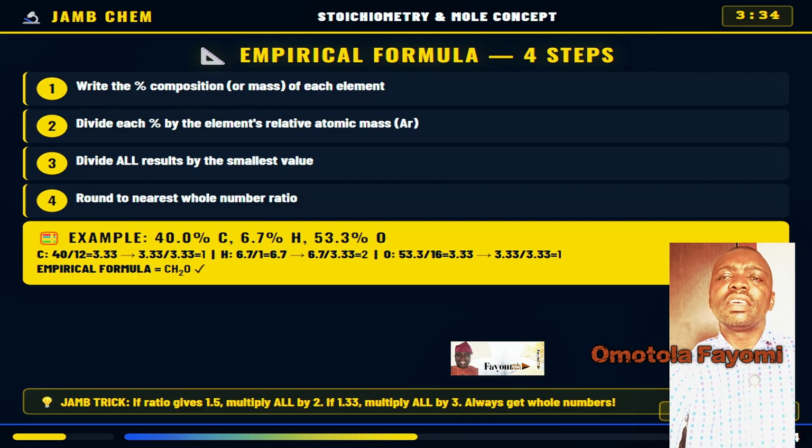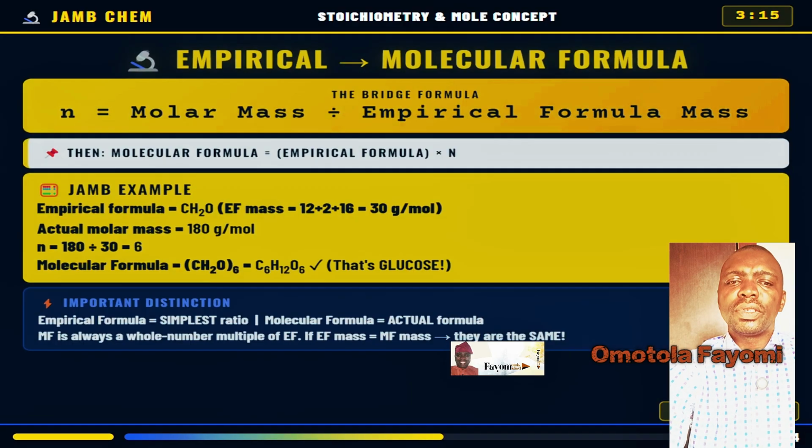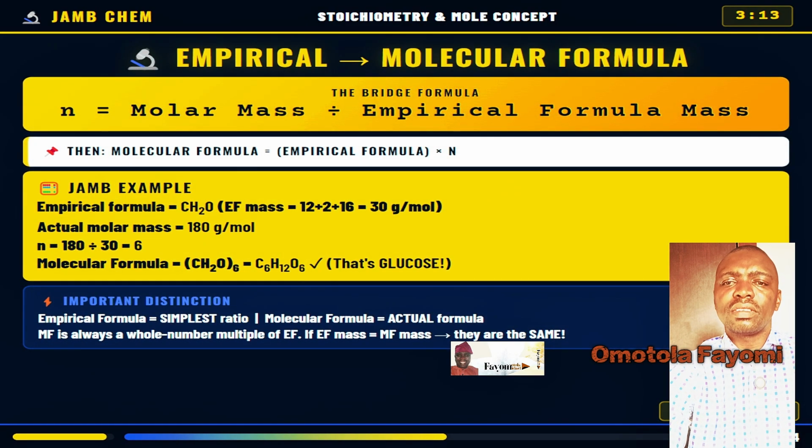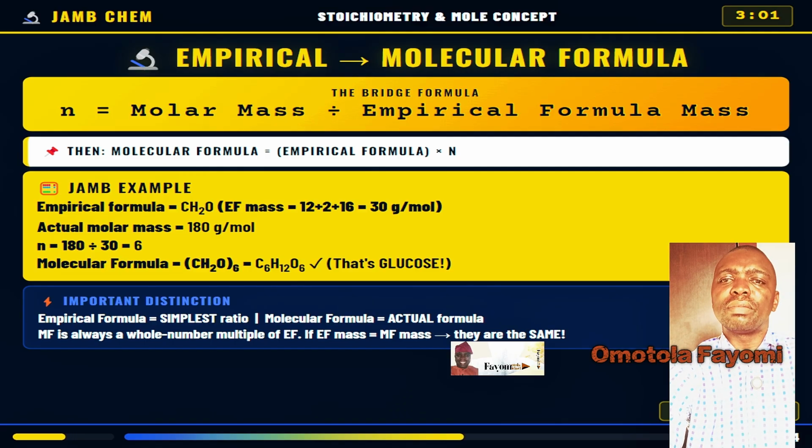Special tip: if you get 1.5, multiply everything by 2. If you get 1.33, multiply by 3. Always make them whole numbers. Now, the empirical formula gives the simplest ratio, but the molecular formula gives the actual formula. To go from empirical formula to molecular, you need the actual molar mass. The formula is n equals molar mass divided by empirical formula mass. Then multiply the empirical formula by n.